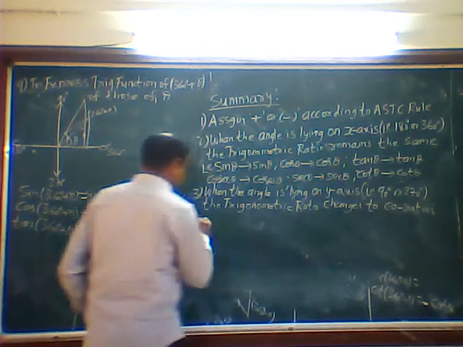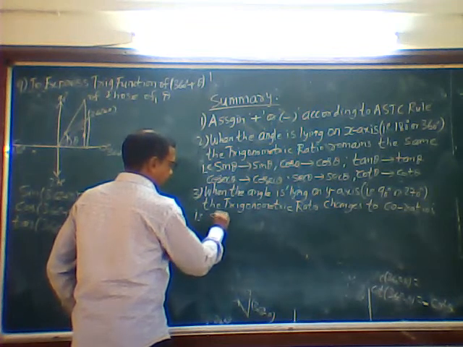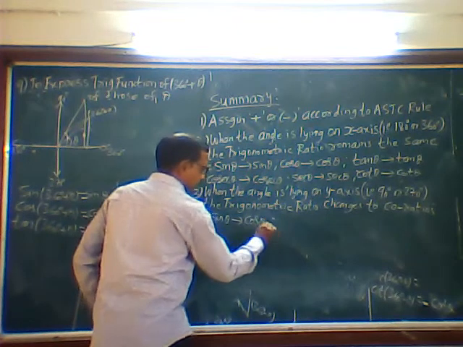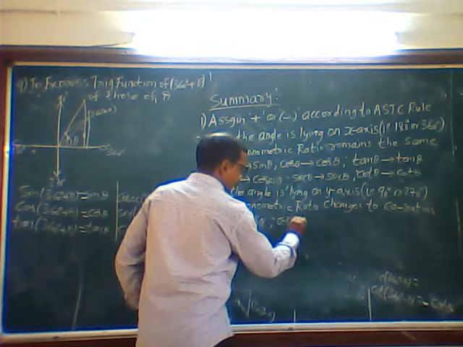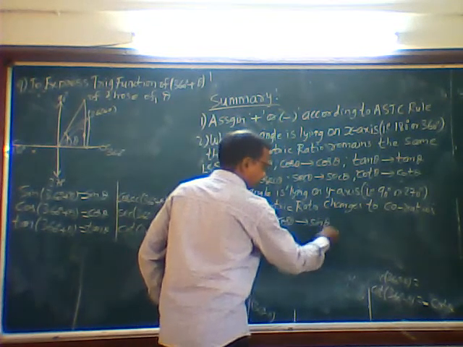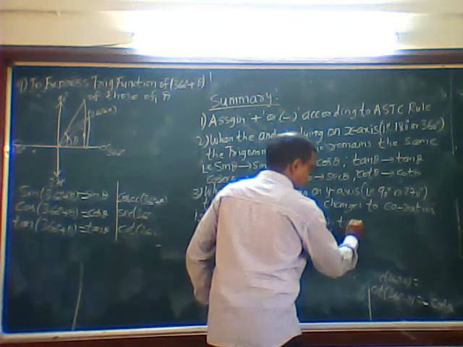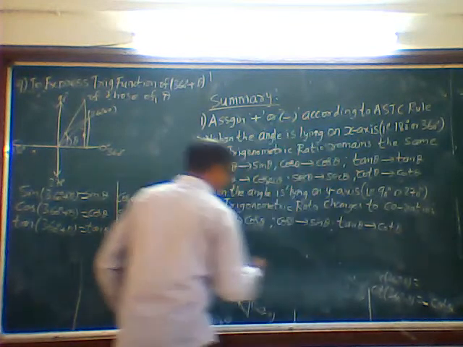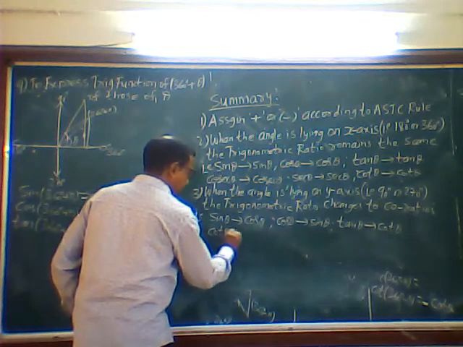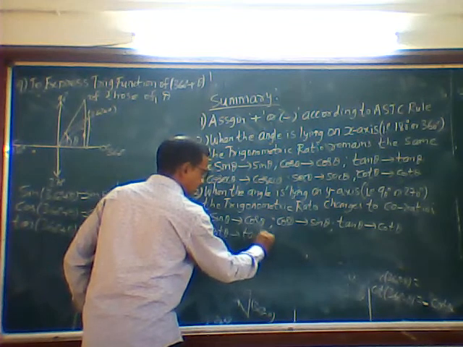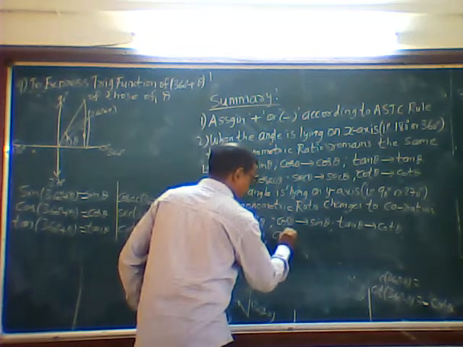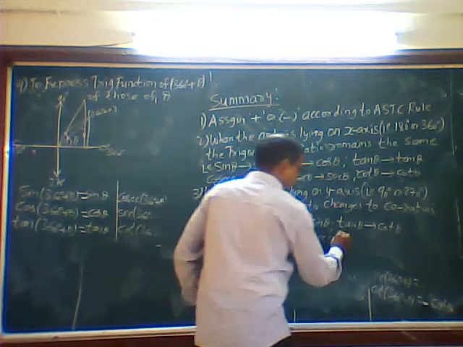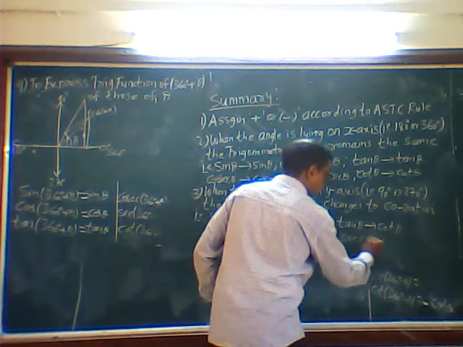That is, what is that? Sin theta's co-ratio is what? Cos theta. And what is cos theta's co-ratio? It is sin theta. Okay. Next, tan theta's co-ratio is cot theta. Next, cot theta's co-ratio is tan theta. Same way, cosec theta's co-ratio is sec theta. Then sec theta's co-ratio is cosec theta.